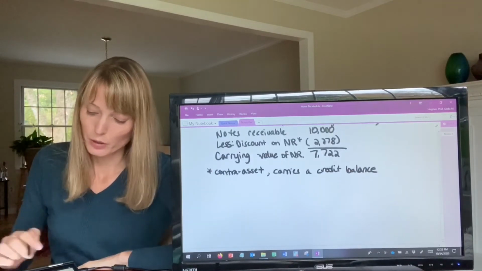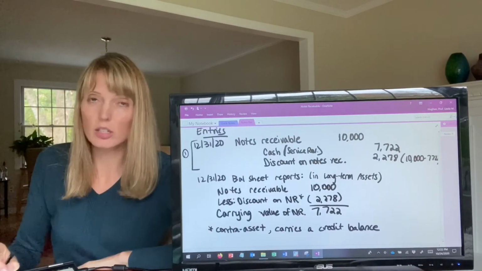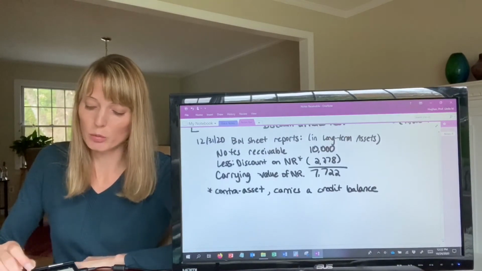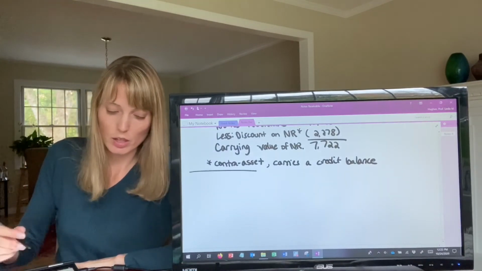Okay, so it's year end. We've issued our income statement, nothing related to the note. We've issued our balance sheet with a note receivable less its discount. And then the next thing we want to know is the discount.